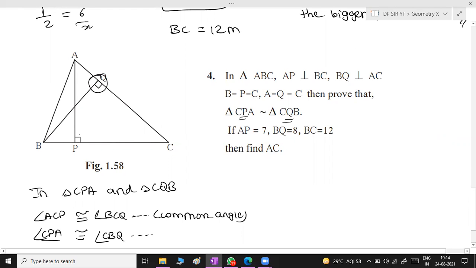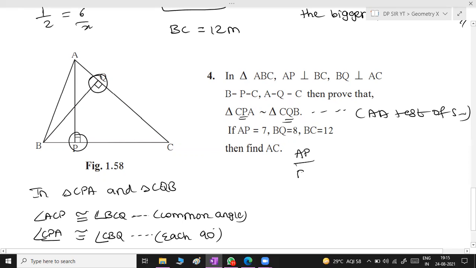See here, ये 90 degree, ये 90 degree है. So each 90 degree. Therefore triangle CPA is similar to triangle CBQ, using double A test of similarity, isn't it? Now you can use the ratios of them, that is AP upon BQ is equal to AC upon BC, which is equal to CSST, corresponding sides of similar triangles.